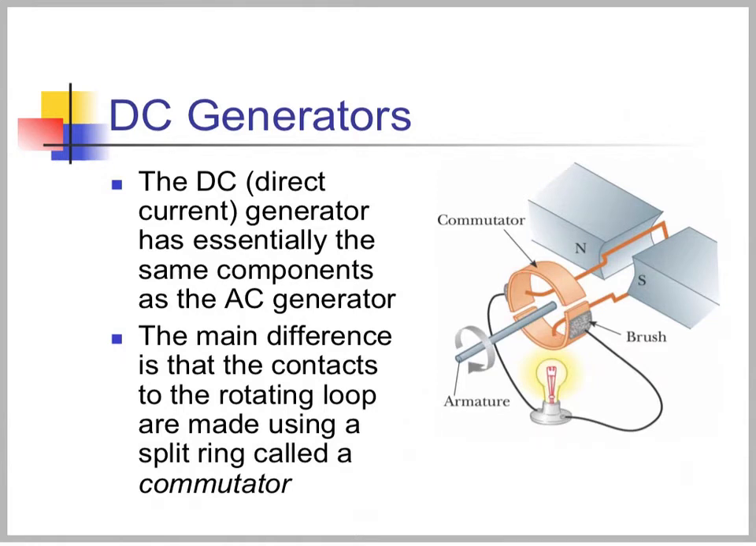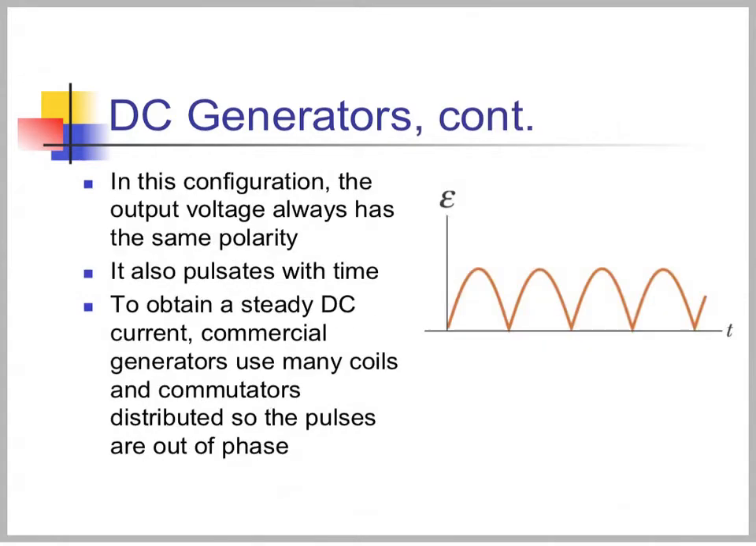So when the current is supposed to switch directions, the other side of the commutator will be on that brush, and it keeps the current moving in the same direction each time. So in this configuration, the output voltage always has the same polarity. It essentially looks like a rectified sine wave. So it's always positive. Instead of going negative like the AC, it's going the same direction. And so I get a voltage that looks like that.